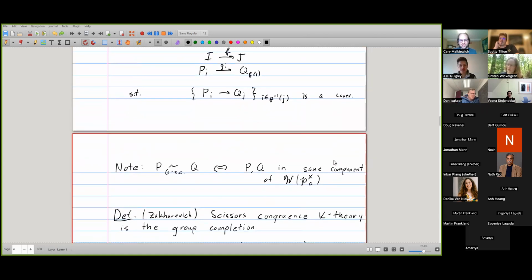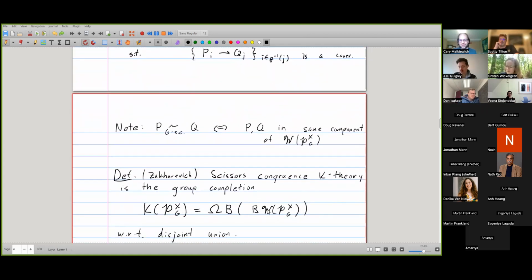But of course, this is a category. So I can take its classifying space, and then I can take the group completion of that classifying space. So this is Inna Zakharevich's definition of scissors congruence K-theory. We take the classifying space of this category. This forms a monoid, or a Segal space or an E-infinity space using disjoint union of the collections. And then I can group complete that to get a spectrum. And that's scissors congruence K-theory.